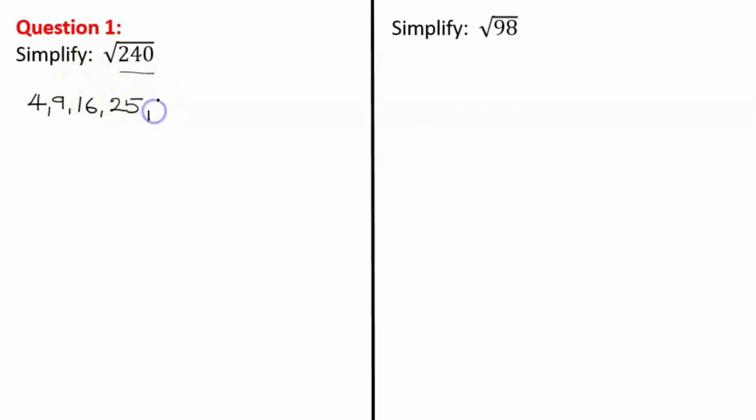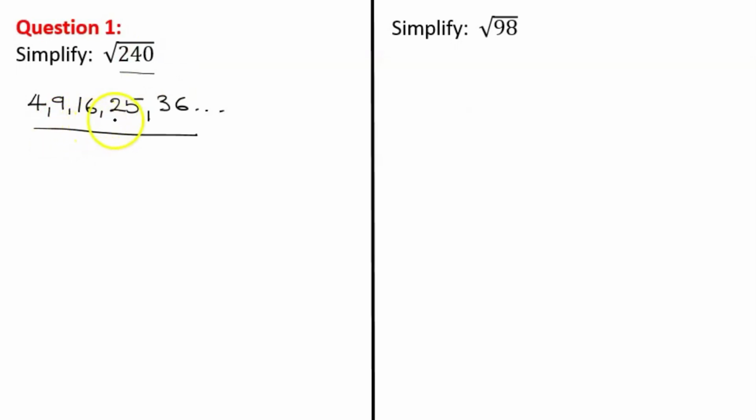After 25 we can see 36. These are numbers that are perfect squares. So what I will do is start using any of them to divide this and see if any of them can be a factor of 240. Just like I told us earlier, factors are numbers that can divide another number without a remainder. So factors of 240 will be numbers that can divide 240 without a remainder.